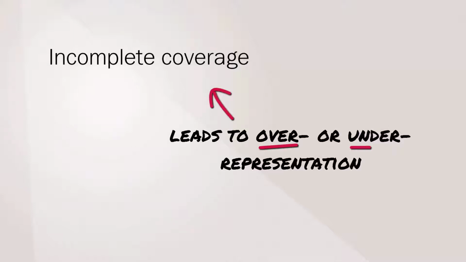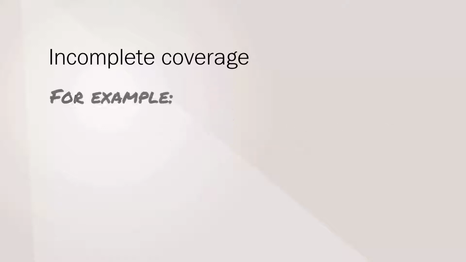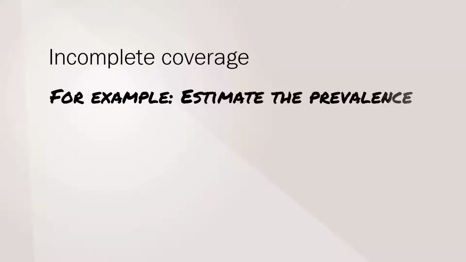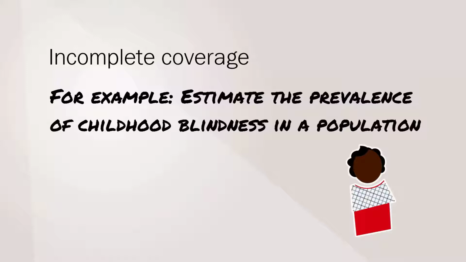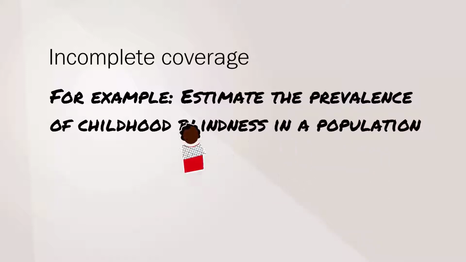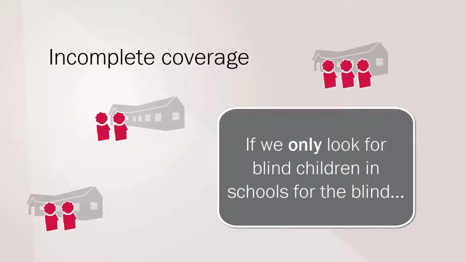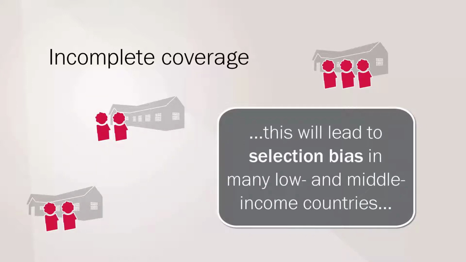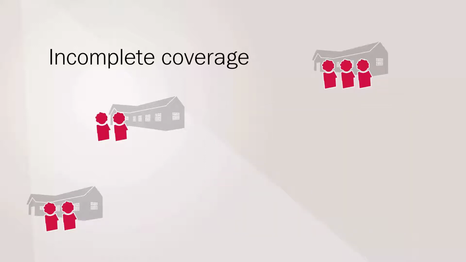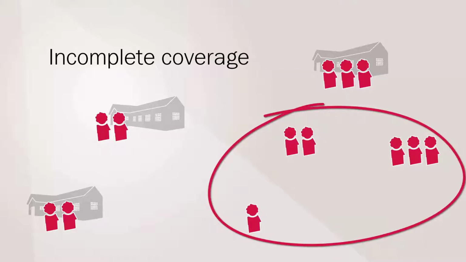Incomplete coverage of a population will lead to over or under representation of the eligible participants. For example, let's consider how to estimate the prevalence of childhood blindness in a population. If we only look for blind children in schools for the blind, this will lead to selection bias in many low and middle income countries. In these countries, we will fail to count many blind children as school enrollment is variable or non-compulsory.